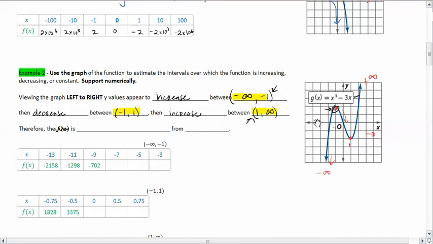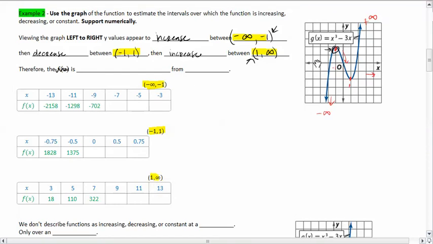In order to verify that we're not crazy, we construct a table of values and check. We set this table of values to the same intervals. I already plugged in some values for these. We have x equal to negative 13, then you do your f of x. So you plug that x into x cubed minus 3x. Came up with negative 2158. For x equal to negative 11, you come up with negative 1298. For x equal to negative 9, you come up with negative 702, excuse me.